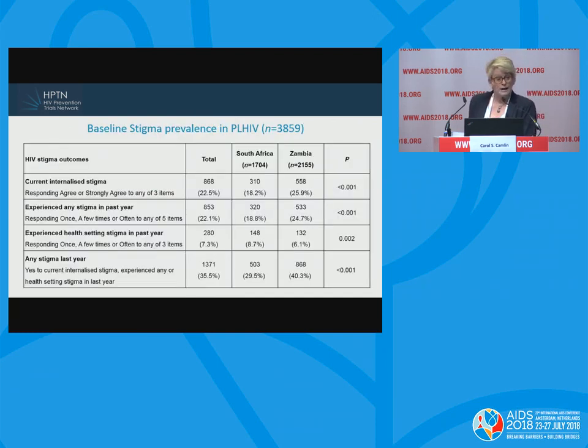And I'm reporting now on baseline estimates of different forms of stigma in people living with HIV/AIDS in PopART. As you can see, among people living with HIV in the study population, baseline stigma was high at between 30 and 40%. And levels of stigma reported by people living with HIV/AIDS significantly differed between South Africa and Zambia, with many estimates higher in Zambia than in South Africa.